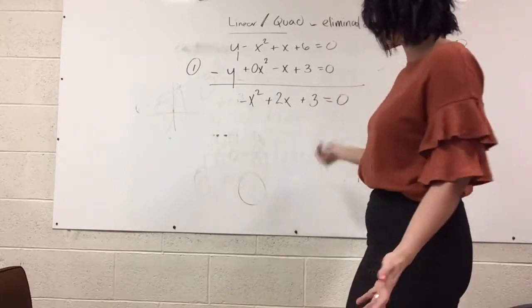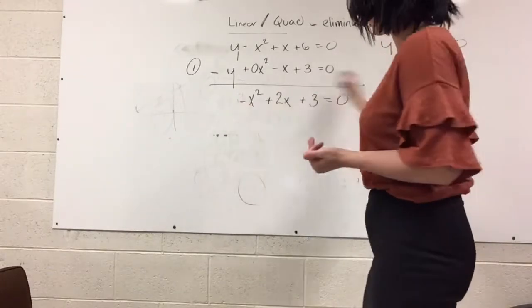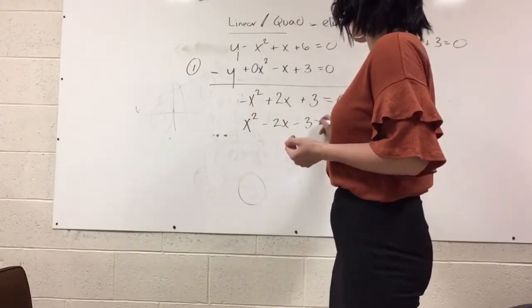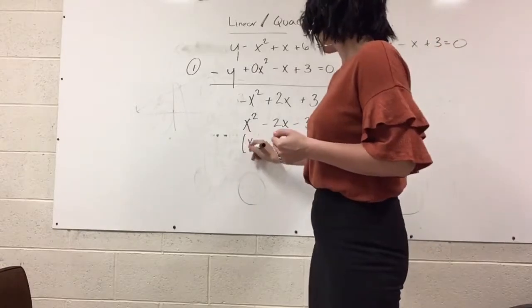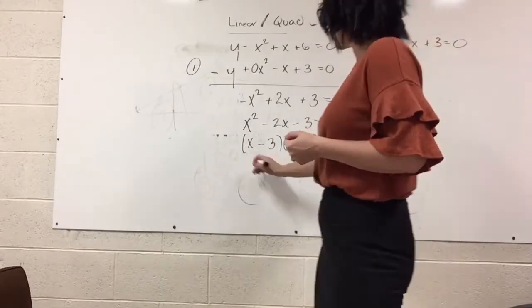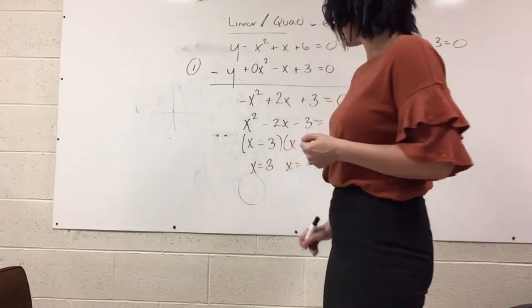So I end up with a quadratic. So I know I'm going to need to factor and solve for x. I don't want a negative in front, so I'm going to move it to the other side. So x squared minus 2x minus 3 equals 0. Factor. So x minus 3 and x plus 1. Take each piece, set it equal to 0, solve for x. So x equals 3 and x equals negative 1.